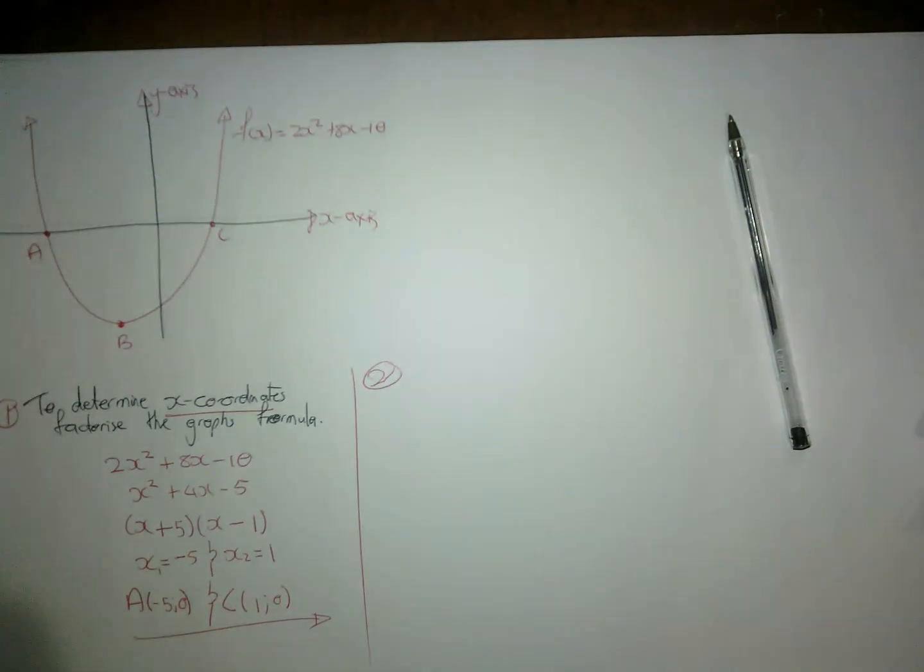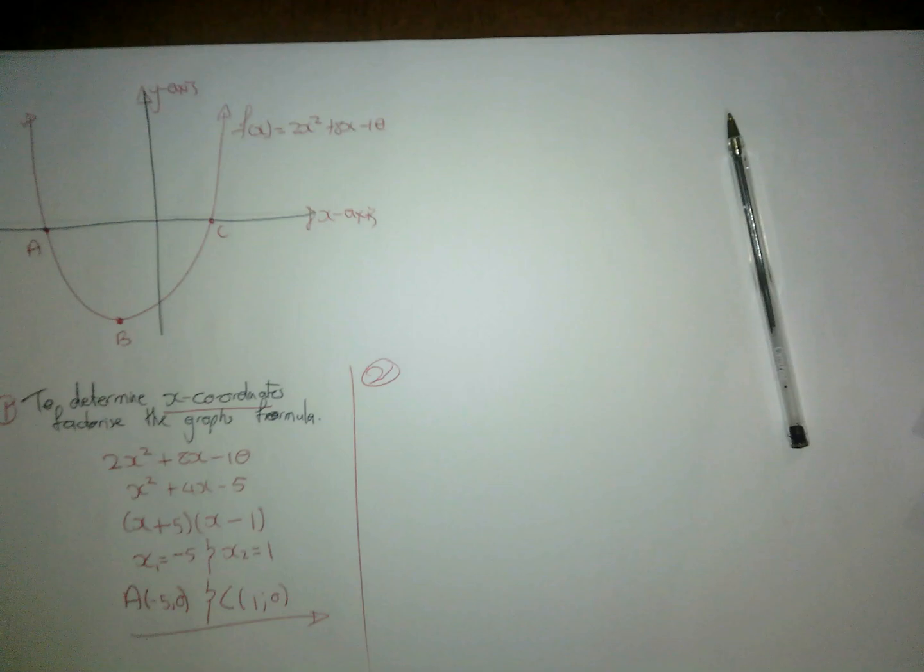So the next question is saying, determine the coordinates of the turning point of the graph f of x at point B. So we need to get point B. Let me rather do this. Let me write down the formulas.